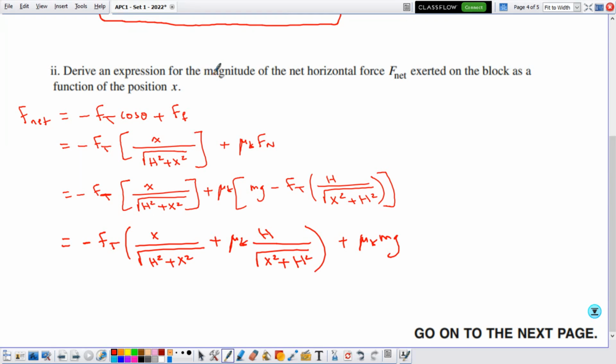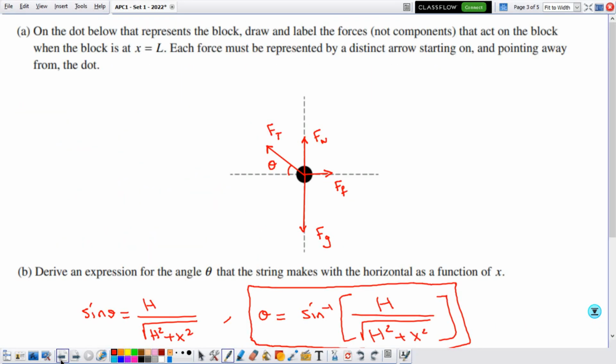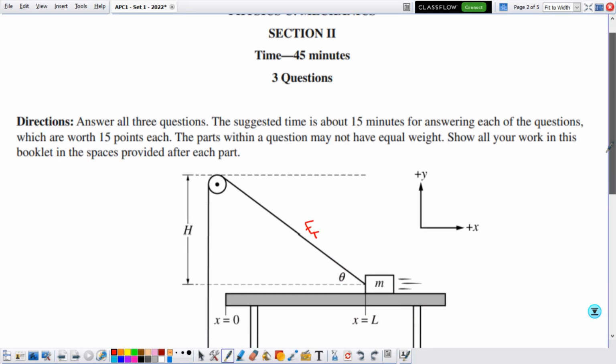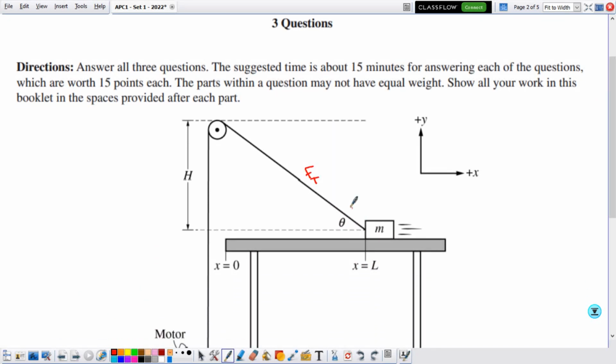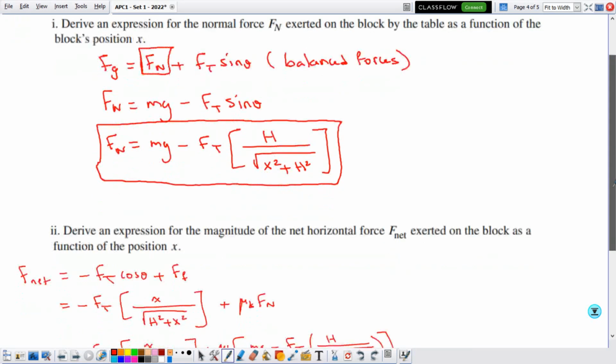But remember, this is the net horizontal force exerted on the block. We are interested in the magnitude. So basically, if this value is positive, then we're going to keep it as it is. If this value is negative, we need to consider the opposite of this expression. How can we know whether this is positive or negative? We need to refer to the scene of the problem. In the scene, basically the block will be moving to the left, which means that the horizontal component of the tension in the negative direction is greater than the friction which is in the positive direction, which means that this overall is negative.